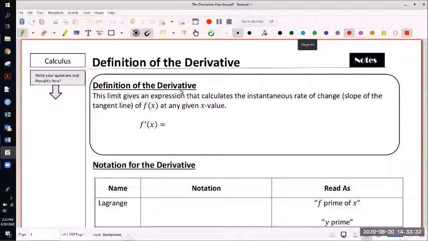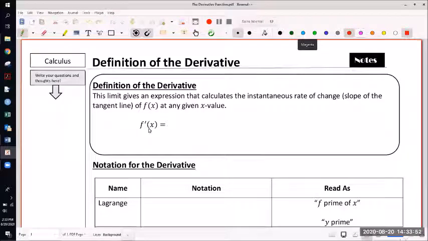Hi everyone. In this video, I'm going to go over the definition of the derivative and show you how we find the derivative function using this definition. The derivative function is a function that gives us the instantaneous rate of change or the slope of the tangent line of the function from which it was derived or differentiated.